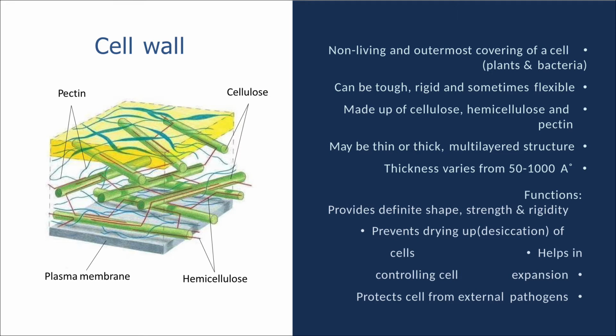Cell wall. A cell wall is the non-living and outermost covering of a cell. It can be tough, rigid, and sometimes flexible. It's made up of cellulose, hemicellulose, and pectin. May be thin or thick multilayered structure. Its thickness varies from 50 to 1000, and it provides definite shape, strength, and rigidity, prevents drying up, helps in controlling cell expansions, and protects cell from external pathogens.